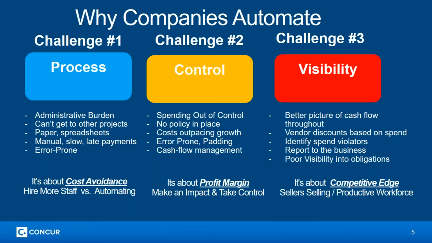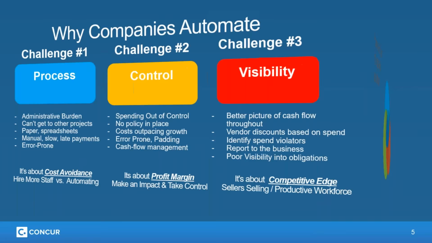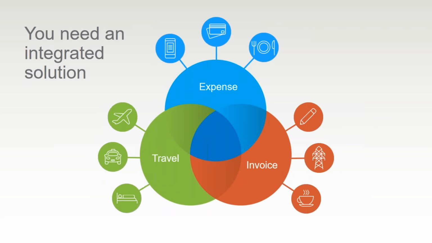There's a big opportunity for vendor discounts here, identifying spend violators, giving reporting to the business at a high level, be able to see overall where we're spending, how to negotiate discounts with our vendors, et cetera. So this is what's going to give us a competitive edge over others in the market. So looking at that, Concur helps do all of that by providing an integrated solution. So we offer not just the policy and expense reporting, but we offer travel booking, all of your expense automation, as well as the invoice and AP.